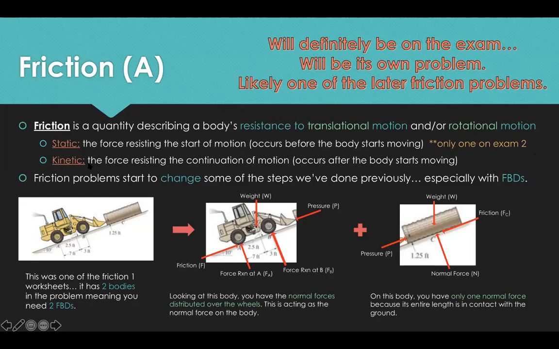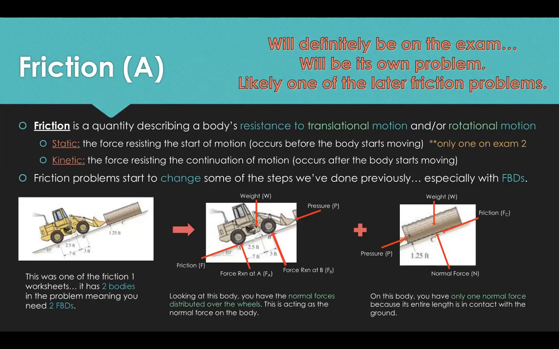There are 2 types of friction, and we're going to talk about both of them, but the only one that's going to be on exam 2 is static friction, right? Which is the friction that resists the start of motion, right? So you know how if you're pushing a box across a carpet, you have to push harder initially to get it to move? That's because you're trying to overcome the static friction, right?